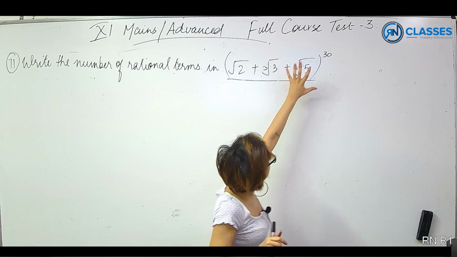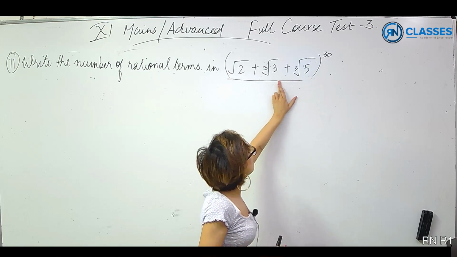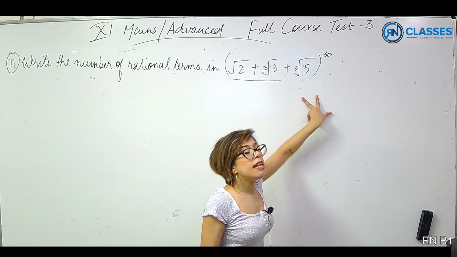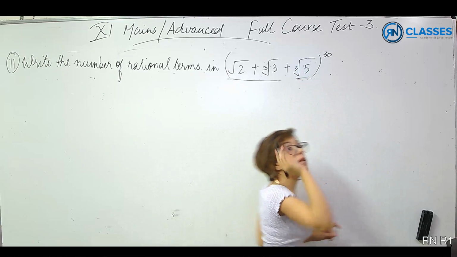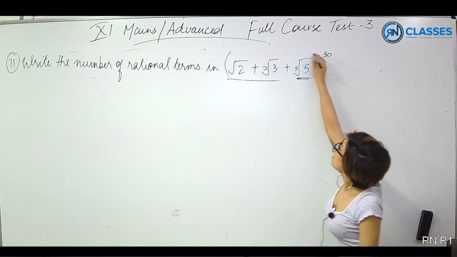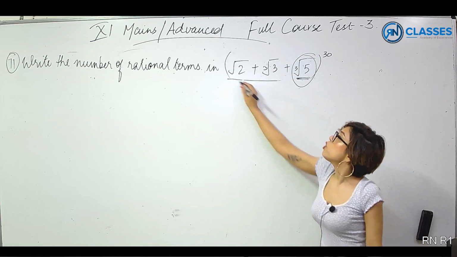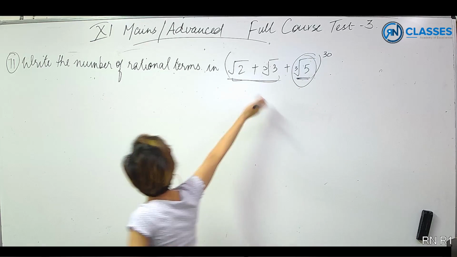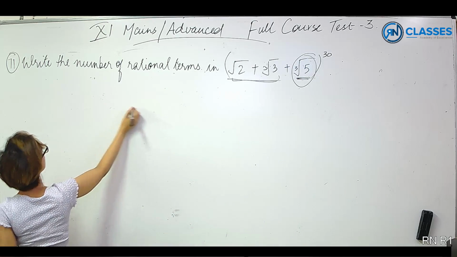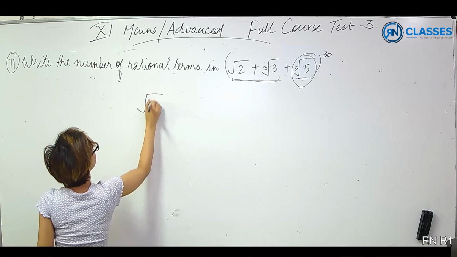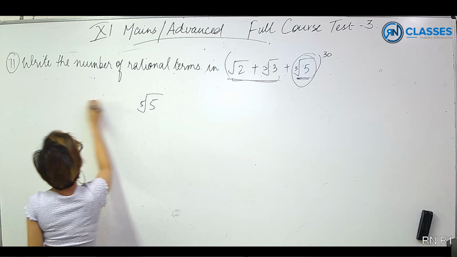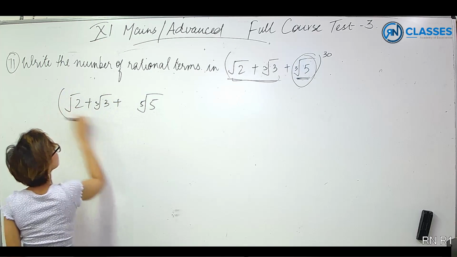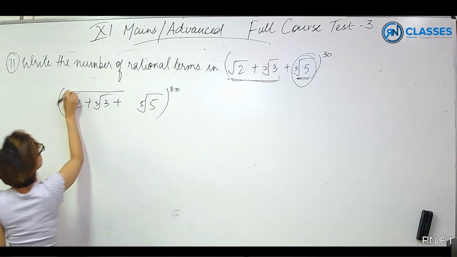But if I take this as my lonely term, that means raised by 30, then raised by 25, raised by 20 and so on. That means in this case I am getting the minimum number of cases. So I will keep this as my lonely term and these 2 I will combine together. Right? So let me write it down like this. Fifth root of 5, and this is root 2 plus cube root of 3. Right? This I need to open up.